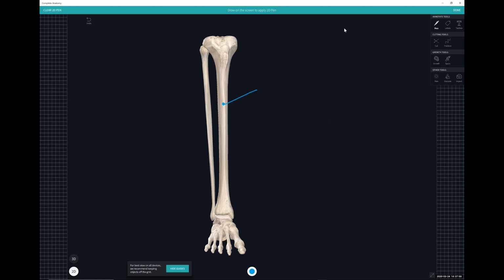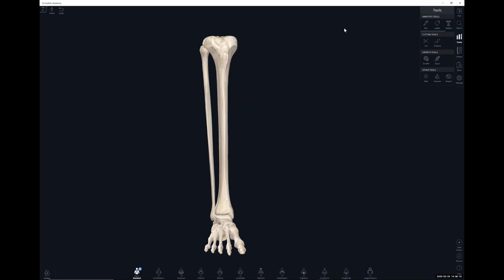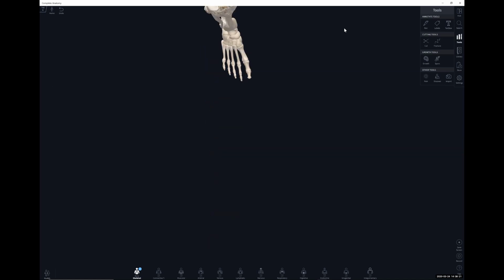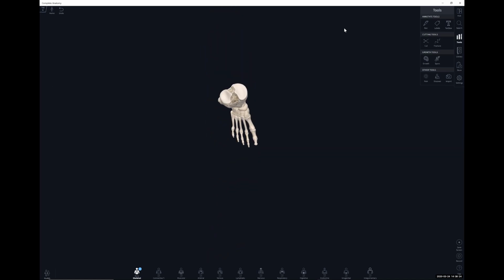So, lower leg, I've got the tibia. I've got the fibula. Down here, I've got the talus. And these are the bones that we're going to concentrate on right now. Let's take a look at the top part of this bone.